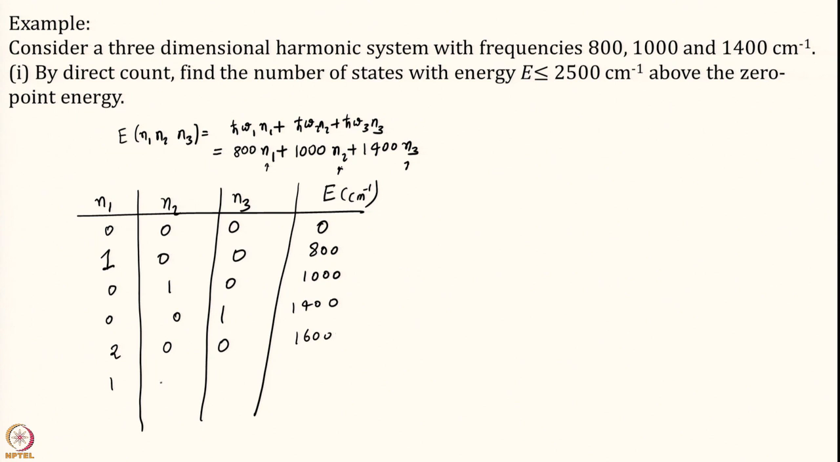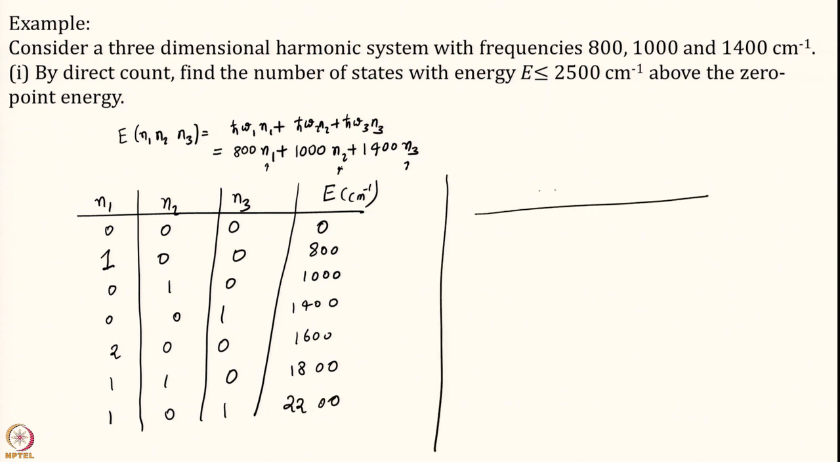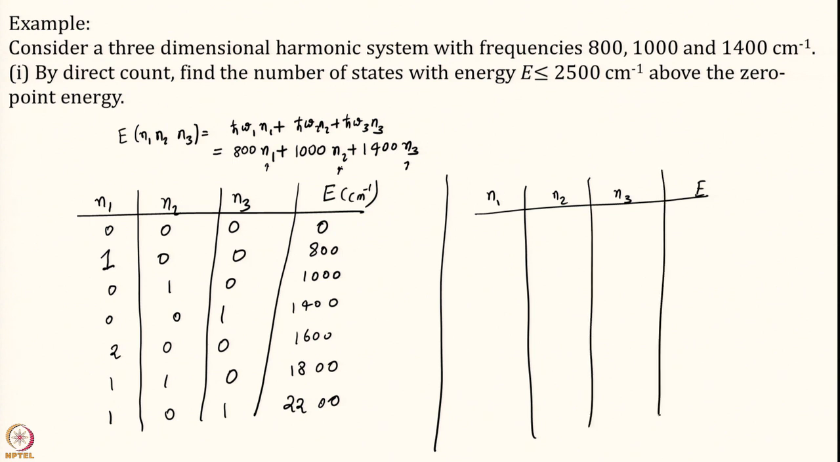What can I do next? I can put 1 1 0, that will give me 1800 wave numbers. What do I do next? Let me put 1 0 1, sure, that is 2200 wave numbers. I have actually forgotten 1, so let me make another table here. Okay. So, it is laborious, you have to just go ahead and do it. I could also have put it this way, I would have gotten 2000 wave numbers.